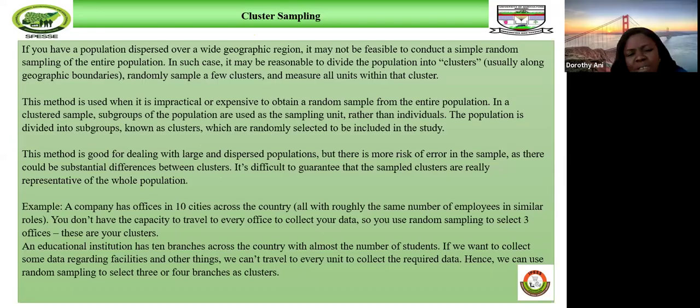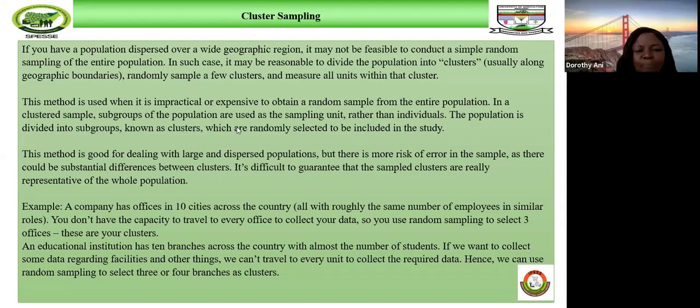Let's assume that you are researching on the whole country, this our country, Nigeria, that has 36 states, FCT, and 6 geopolitical zones, and you want to use simple random sampling. I don't know when you will finish. So in such a case, it may be reasonable to divide the population into clusters, usually along geographical boundaries, randomly sample a few clusters and measure all units within that cluster.